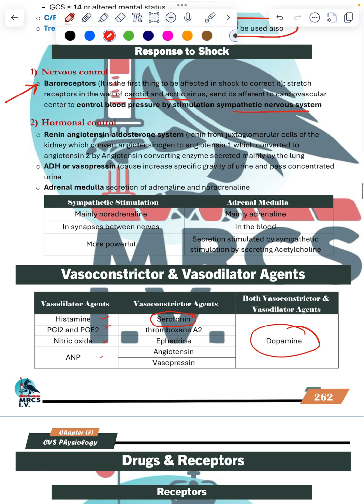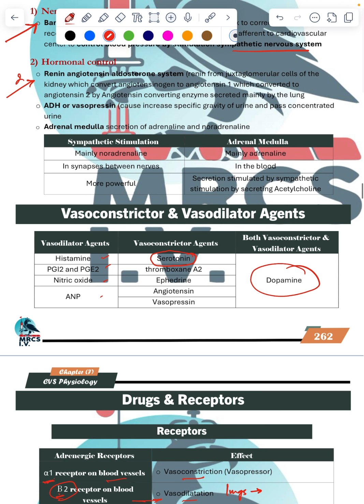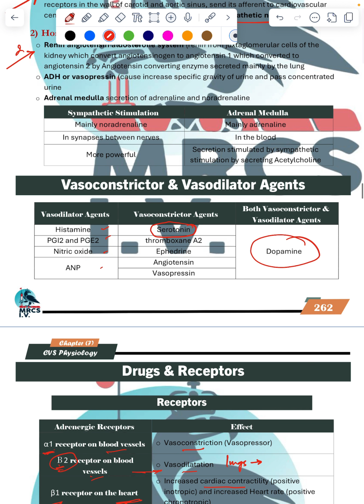Then second is the hormonal. Renin, angiotensin, aldosterone. Renin from juxtaglomerular cells converts angiotensinogen to angiotensin, and ADH and vasopressin then come into action to prevent loss of blood. Adrenal medulla releases adrenaline and noradrenaline, the sympathetic system releases noradrenaline. Medulla is adrenaline.